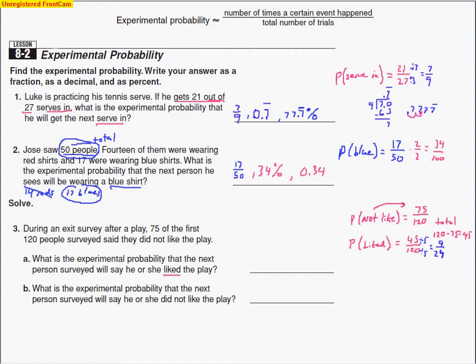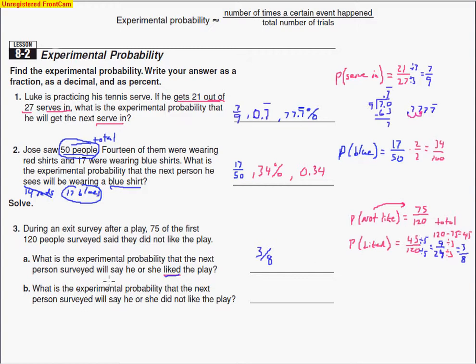So reduce further. You want to reduce down to the simplest form. So we've got to take out another 3. And so when we do that, I see that 9 goes into 3 times. So it makes 3, and then 24 divided by 3 makes 8. So there it is. 3/8 of the people liked the play. So if they tell you the number that did not like, you just subtract the amount that did not like from the total, and that gives you the people that liked the play.